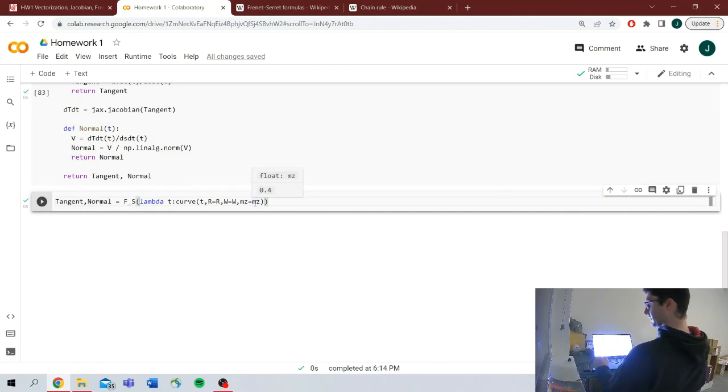Okay, no errors. So in the next part, we're going to actually work with that a little bit more to build more into it, and then look at the actual surface vectors.